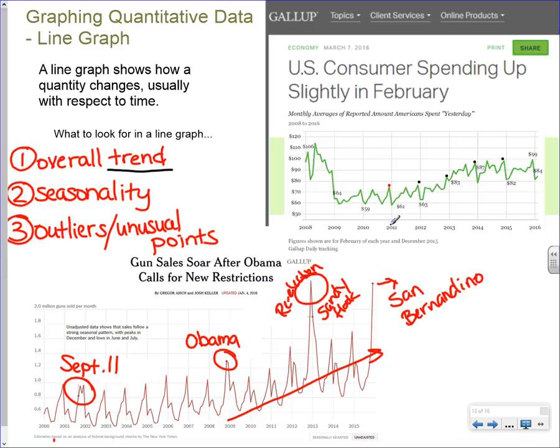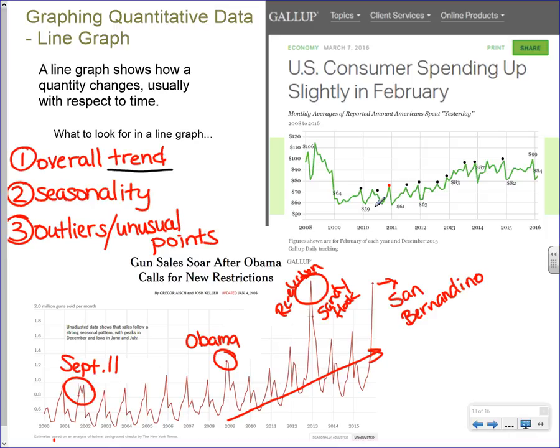Where do these spikes seem to always occur? Well, we're at the end of the year, so why would there be spikes in consumer spending at the end of every year? Christmas, right? If we think about Christmas spending, usually people do spend more around Christmas time. So we see that reflected every year that we have a spike there.